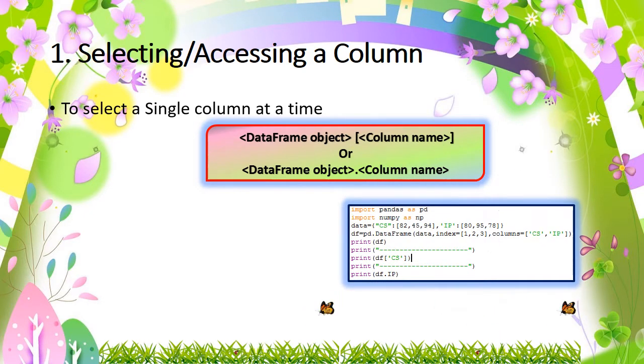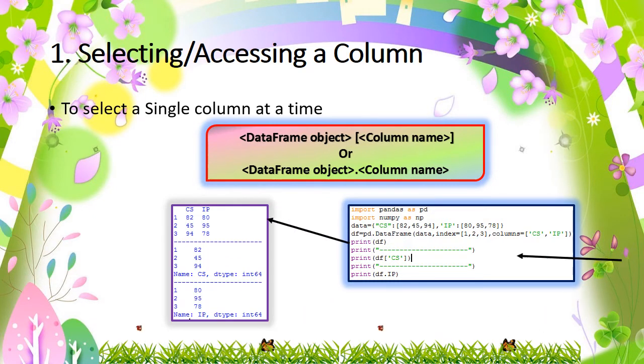The example: a data frame is created with 3 rows and 2 columns, column names IP and CS, row labels 1, 2, 3. Next we are accessing the CS column alone using the first formula, df of square bracket CS. So the first column is accessed. Using the second formula, we can also access df dot IP. So that IP column is accessed.